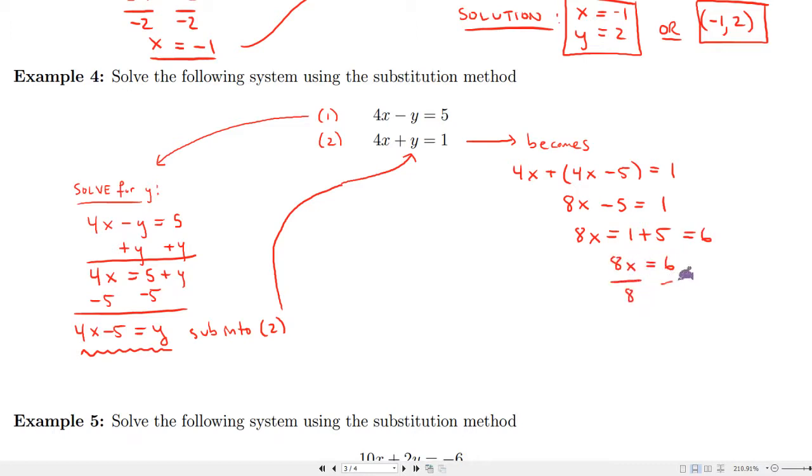So dividing both sides by 8, we get x is 6 over 8, which you can reduce. They have a common factor of 2 in them. So this reduces to 3 over 4, right? Dividing each of those by 2. And then finally, y would be equal to what? 4 times this minus 5. So that will reduce the 4. So we have 3 minus 5. So y is just minus 2.